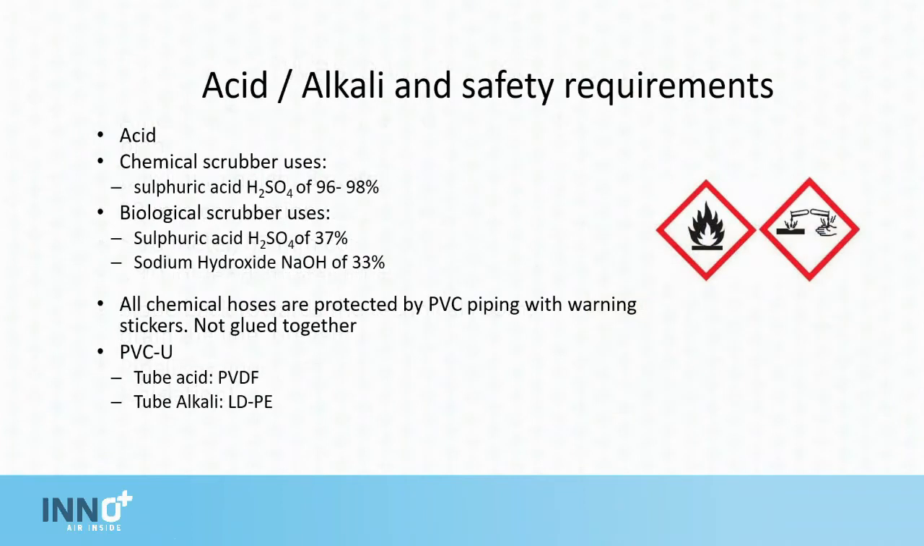Acid, alkali and safety requirements. The scrubber uses sulfuric acid up to 98%. Biological scrubbers also use sulfuric acid and sodium hydroxide. All the piping will be done in a double-walled way, so the tubes will be inside PVC pipes, and all the connections must not be glued together.